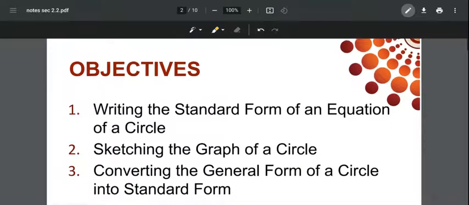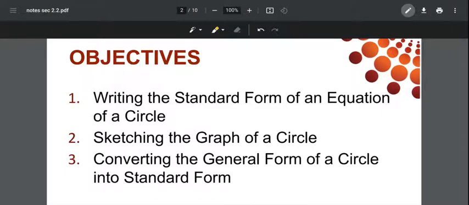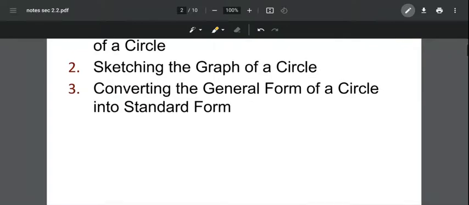Okay, so the objectives of section 2.2 are writing the standard form of the equation of a circle, sketching the graph of a circle, and converting general form to standard form. So three objectives in section 2.2.